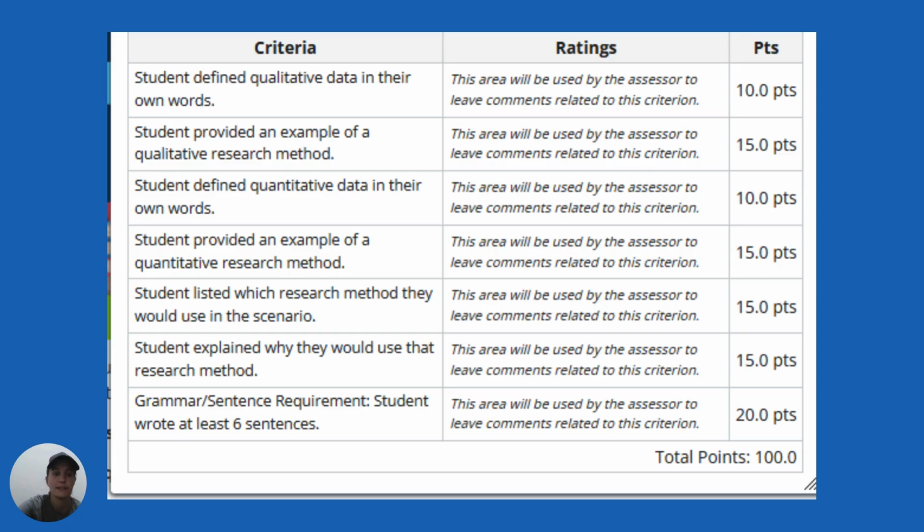Here's your rubric. 10 points for defining qualitative data in your own words. 15 points for giving me an example of a qualitative research method. 10 points for defining quantitative data in your own words. 15 points for giving me an example of quantitative research. 15 points for listing the research method you would use in that scenario with social media and mental health. 15 points for explaining why you would use that research method, and then a whopping 20 points for your grammar and sentence requirements. So make sure you're writing at least 6 sentences, capitalizing those beginning letters, using punctuation, all that good stuff. Make it look good.